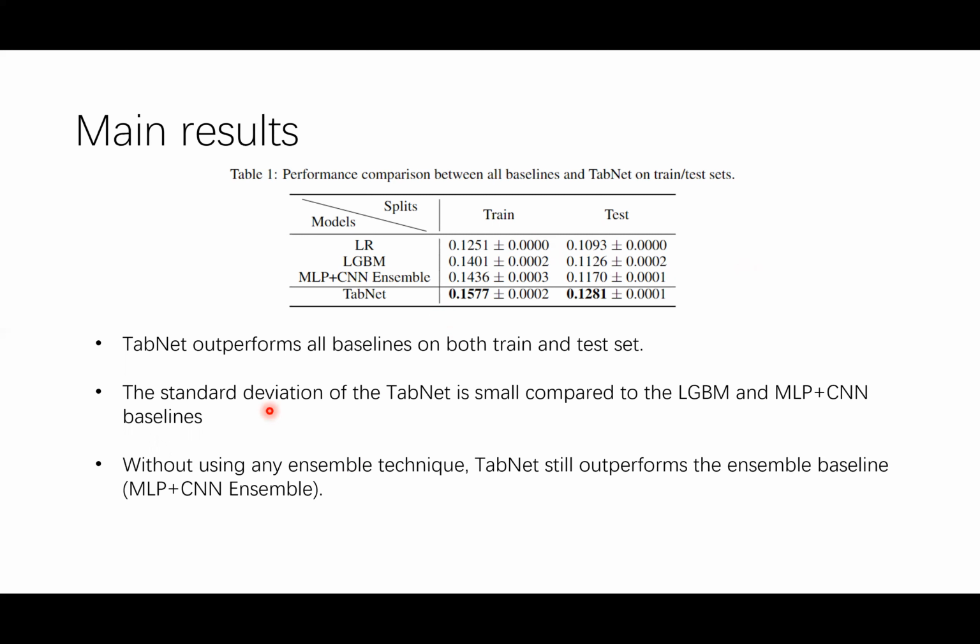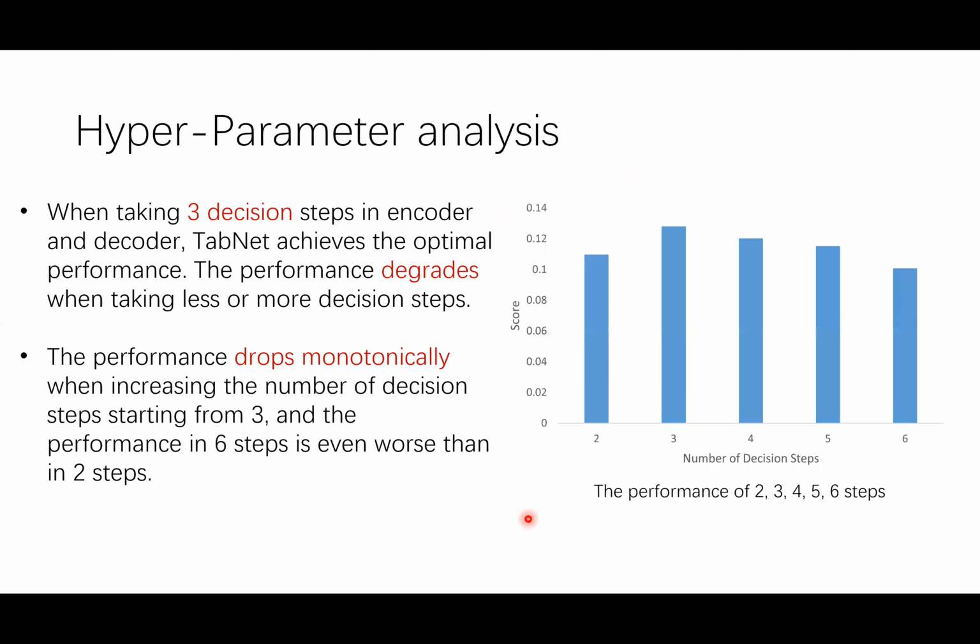We have the following observations from the table. One is that TabNet outperforms all baselines on both training and test sets. And another one is that the standard deviation of the TabNet is small compared with LGBM and MLP plus CNN baselines. And without using any ensemble techniques, TabNet still outperforms the ensemble baseline.